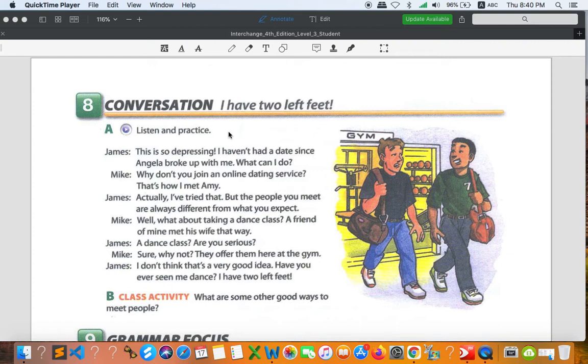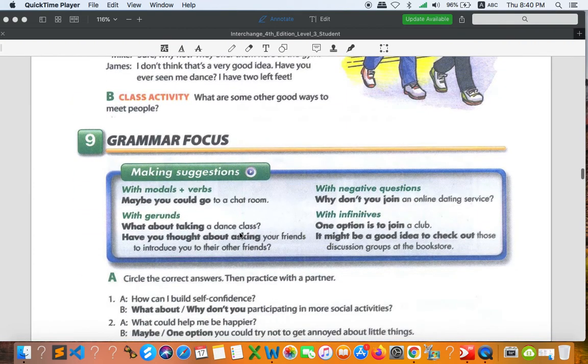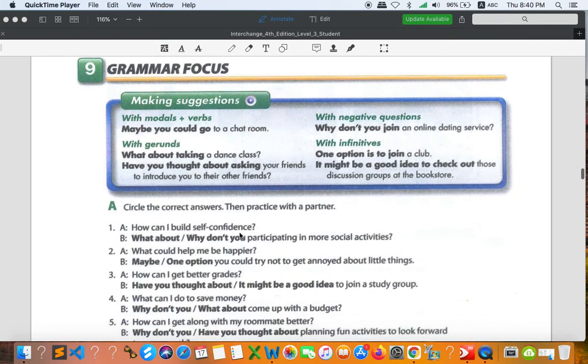All right. Okay, and so now let's go to number 9, which is about the grammar point that I'm going to focus on in this session. So we have making suggestions. As you can see right here, these are ways that we can use to make suggestions: modals plus verb, gerunds, negative questions, and infinitives. Okay, so as you can see right here, the first example, maybe you could go to a chat room. What about taking a dance class?